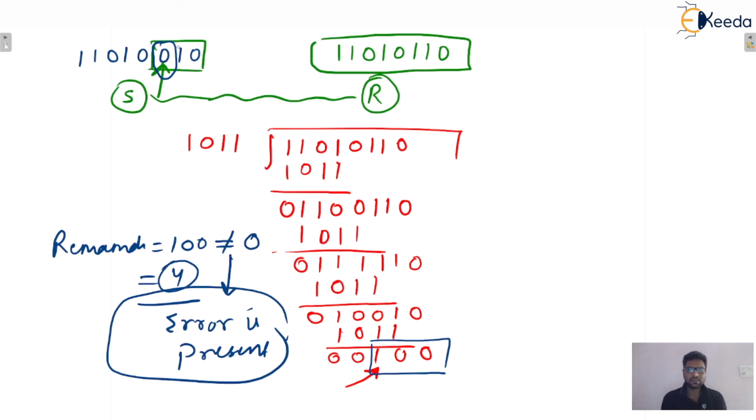So you can do various questions based on CRC. You can see various questions have been asked from this particular topic, that is CRC, in previous year GATE papers, isn't it?